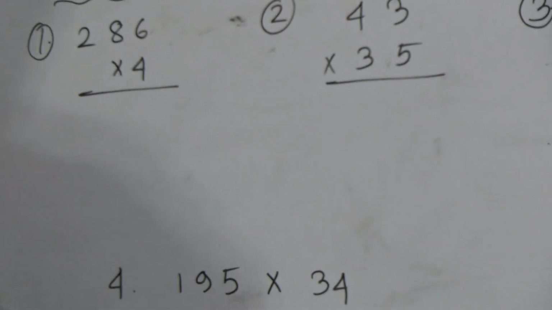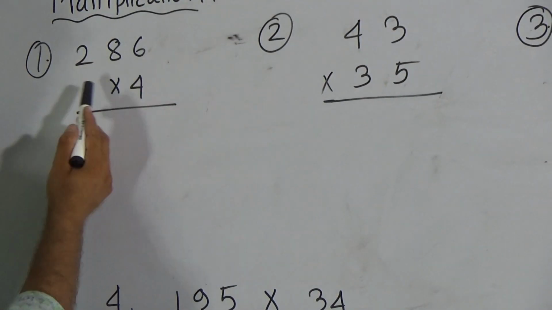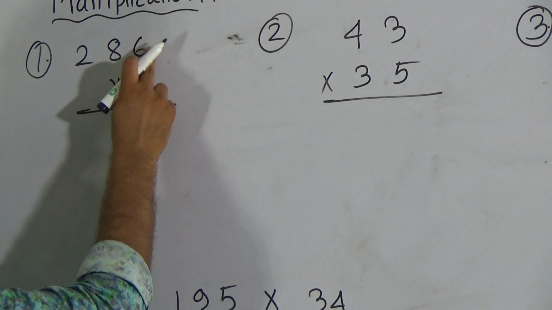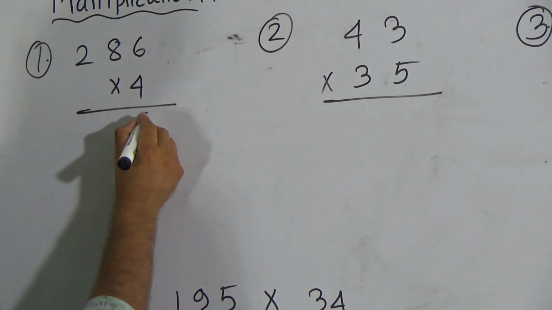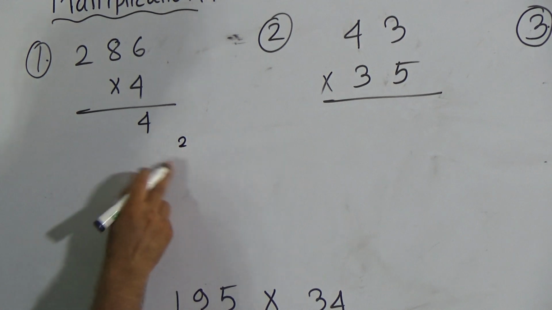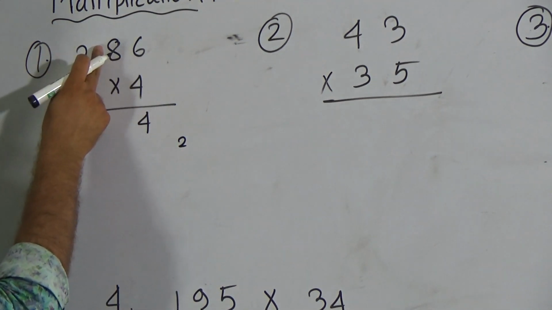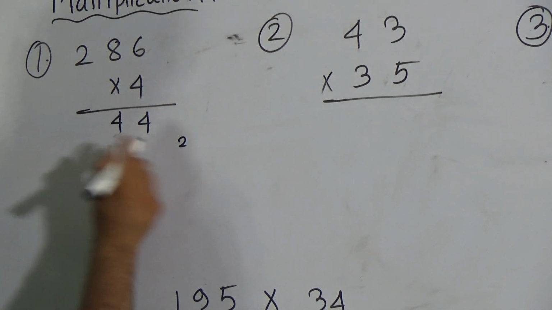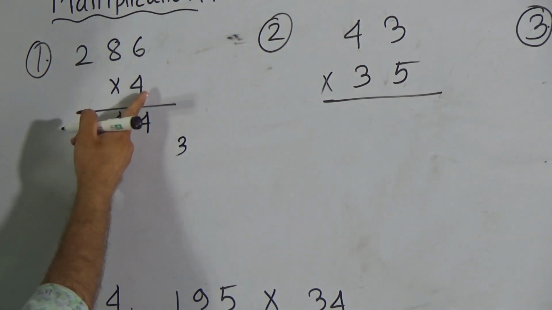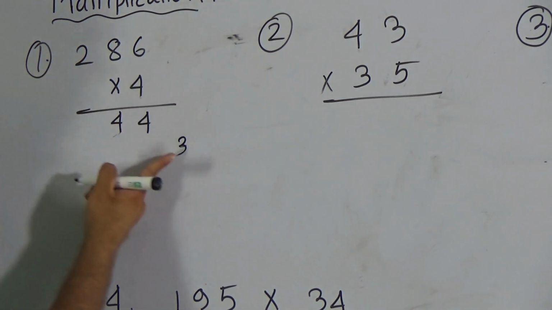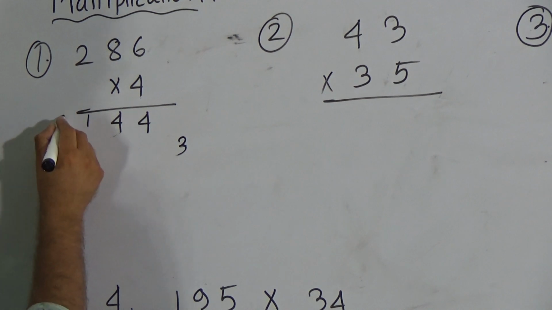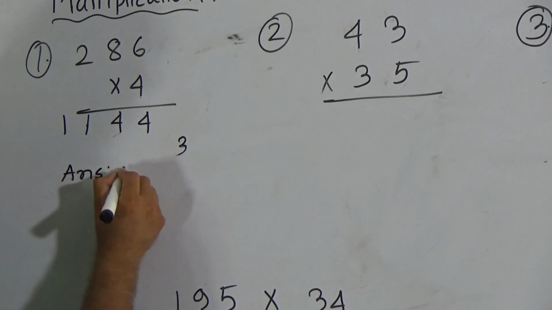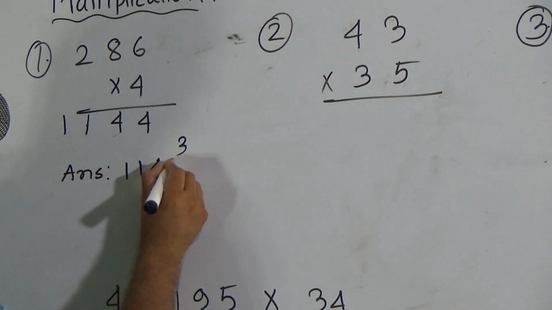Look here is question number 1, 286 multiplied by 4. First of all, you have to multiply 4 by 6. 4 6s are 24, and you carry 2. 4 8s are 32, and 2 it will be 34. So here is 4, and you carry 3. Now last one, 4 2s are 8, 8 and 3 it will be 11. So the required answer is 1144.